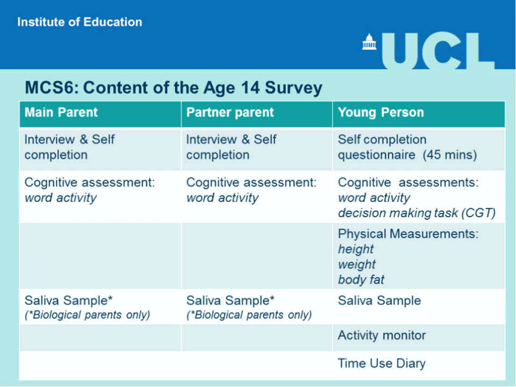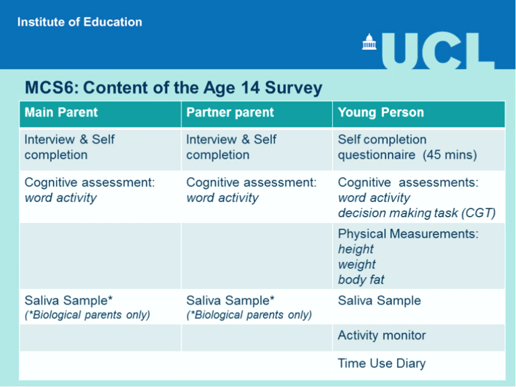It's a list of 20 words, a 20-item word activity, to look at the knowledge of vocab. But we're giving separate lists of 20 words to the main parent, the partner parent, and the young person, so that they don't get a chance to see each other's. This is possibly the very last time that we will be asking the parents themselves to take part. At age 17 at the moment, the plan is just to approach the cohort member themselves. So we felt that this was the last chance that we had to possibly look at carrying out a cognitive assessment with the parents.